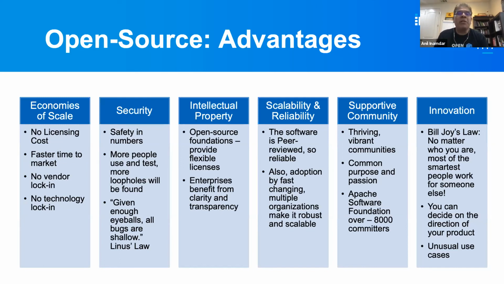There's Joy's law, Bill Joy's law, which says that no matter who you are, most of the smartest people work for someone else. So why not take advantage of the community and tap into those smart people? Those are some of the advantages that open source software has over other forms of software.